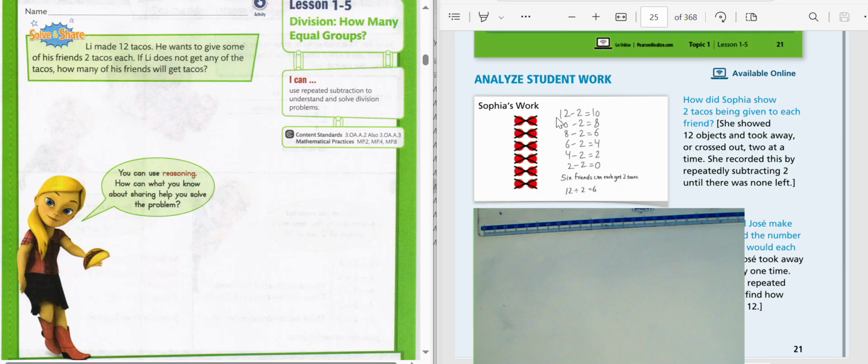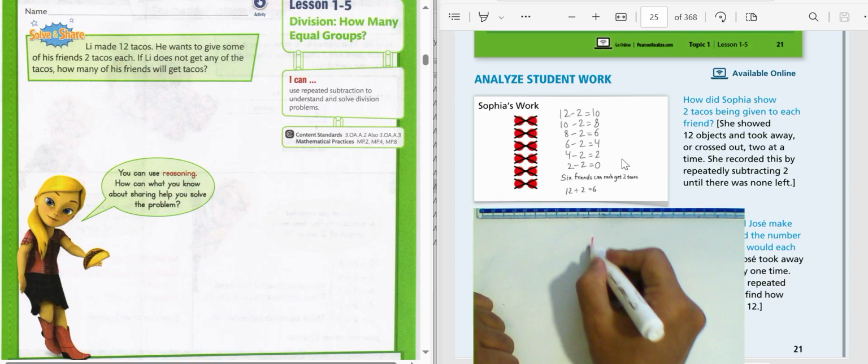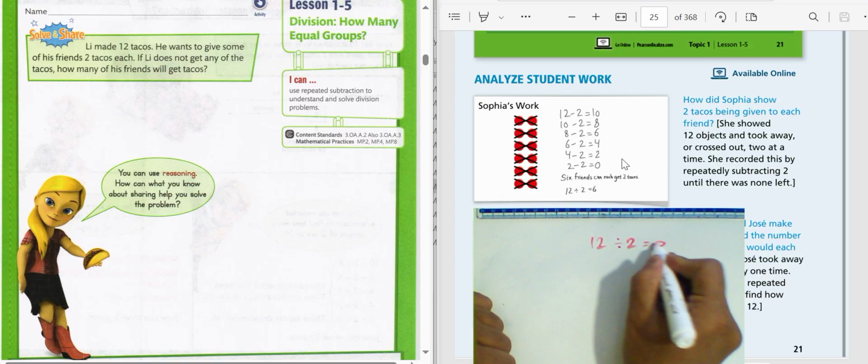You can write this work here. First, give him 2. The remainder is 10, and 10 minus 2 equals 8. 8 minus 2 equals 6. 6 minus 2 equals 4. 4 minus 2 equals 2. 2 minus 2 equals 0. Then how many times? 1, 2, 3, 4, 5, 6. If we divide 12 by 2, each one will get 6.